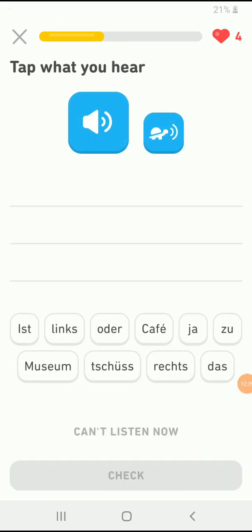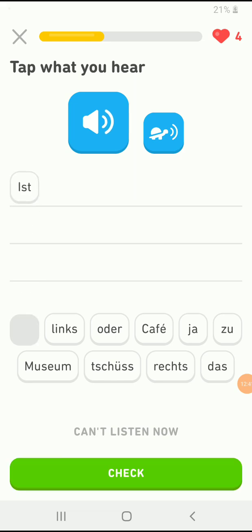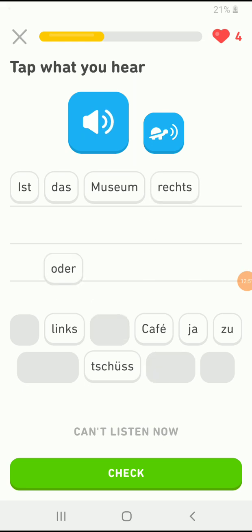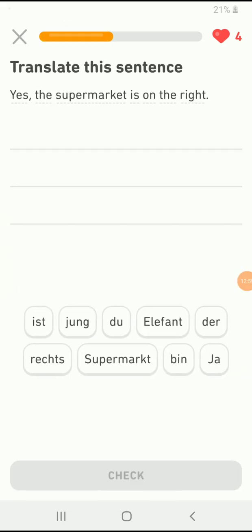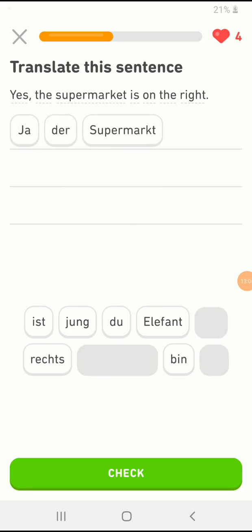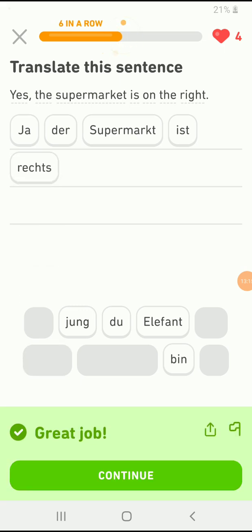Ist das Museum rechts oder links? Wait a second, I'm just gonna move this. Ist das Museum rechts oder links? Is it on the right or on the left? Ja, der Supermarkt, yeah? Der Supermarkt ist rechts. Yes, is on the right.